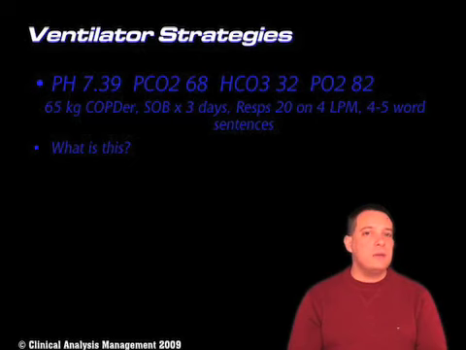Now, because the first name is uncompensated, what's the last thing we had to go back and do? We need to go back and look at the number that doesn't match and ask ourselves, is it going the opposite direction? And when we look at the bicarb, we see the bicarb is alkalotic, so yes, it is going the opposite direction. So we need to change the name. This is actually a compensated respiratory acidosis. I'll say that again. This is a compensated respiratory acidosis.